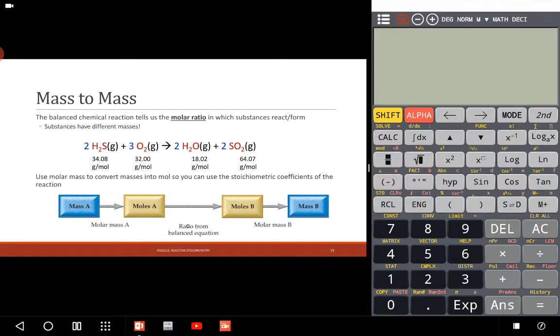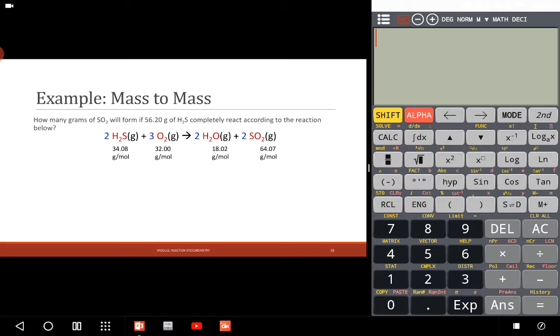Then we can use that stoichiometric factor, also known as a molar ratio, in order to relate the moles of the different substances. And then we can get out of moles into the mass of the new substance using the molar mass of the new substance. Let's see how this looks in a real problem.